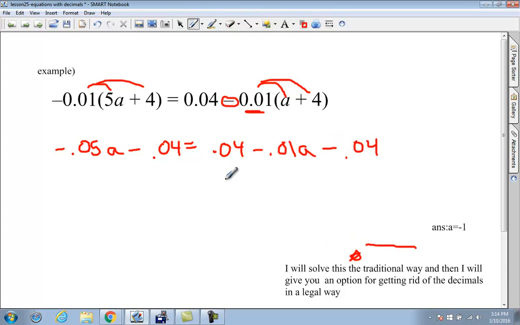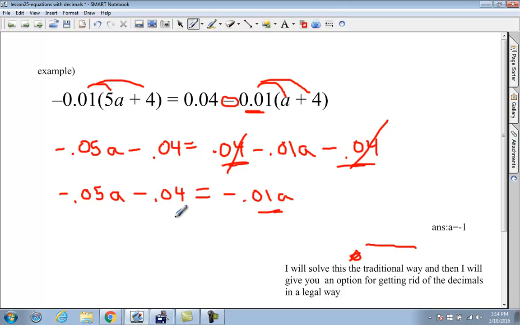Okay? When you arrive here, the recipe says to combine like terms, so 0.04 and negative 0.04, well boy, they just cancel out, right? So now we have negative 0.05a and here I have negative 0.01a. Now, I always told you get your letters to the left and your numbers to the right, and I'll just stick with that. So here's a letter, here's a letter. I'd like to get all my a guys on the left and my plain old number to the right. So I'm going to add 0.01a to the other side of the balance.